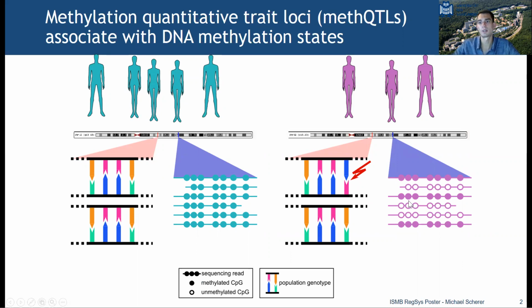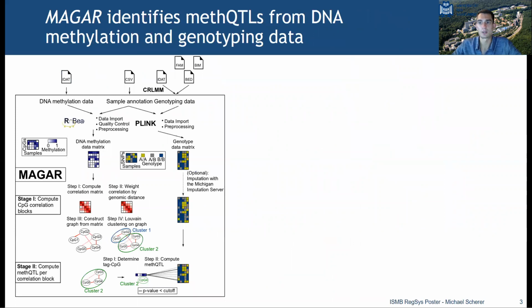There is not really one package available to identify these methQTLs from raw data. This is why we developed the R tool called MAGAR, which stands for Methylation Aware Genotype Association in R. On the left-hand side here, you see the overview of the MAGAR package. It is in general a two-phase approach and quite complex, so let me guide you through it in a bit more detail.